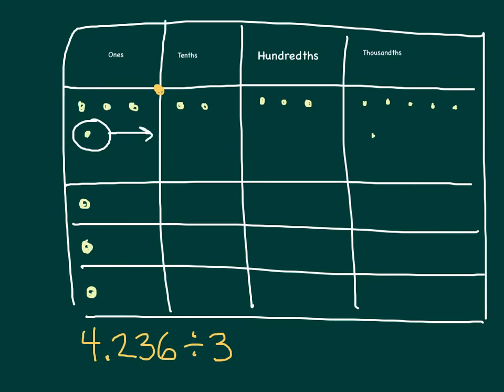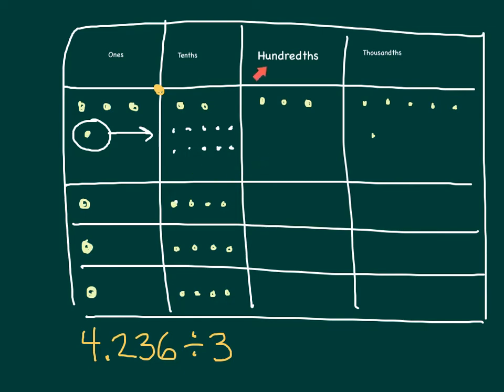And of course, 1 one is equal to 10 tenths. 1, 2, 3, 4, 5, 6, 7, 8, 9, 10. And so now, in the tenths place, I have 12 tenths there. Well, 12 divided by 3 is 4. So I could evenly distribute 4 in each of these rows. And I've taken care of all of the tenths. There's none left over, so none of them are going to be carried over.